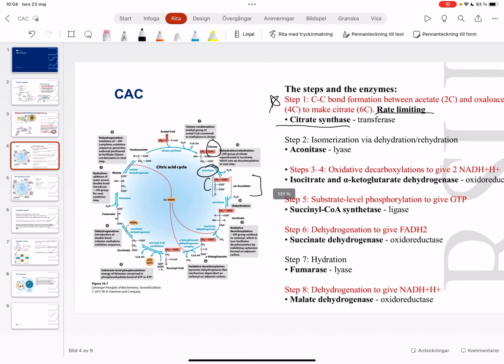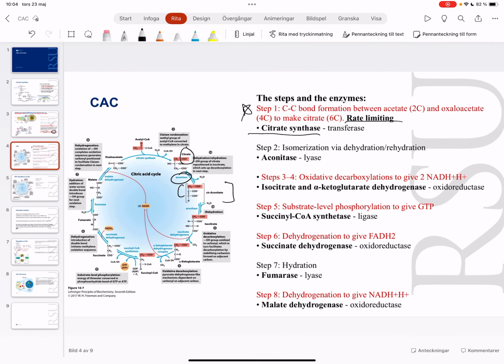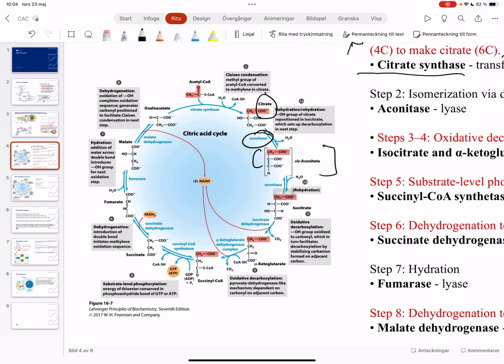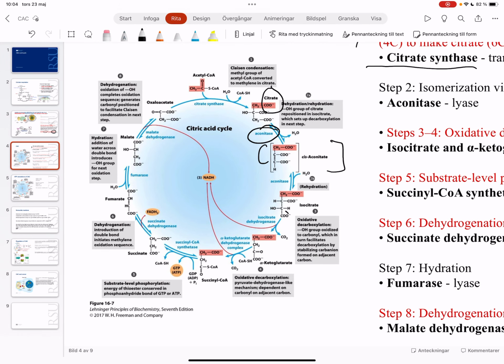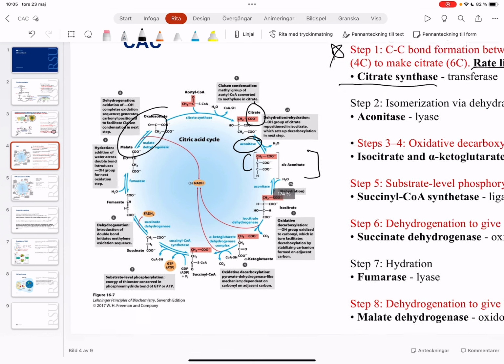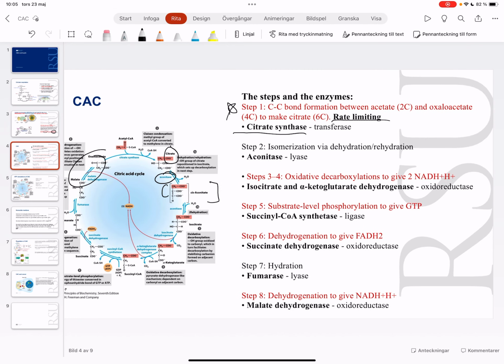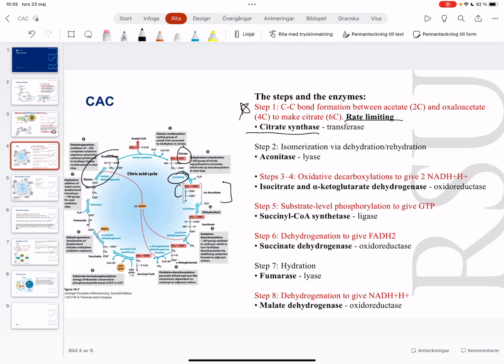Then we get to steps number 3 and 4, which is oxidative decarboxylation, and it will give us 2 NADH plus H plus. So this step and this step are important because these are the steps that will give us NADH. And also this step, malate to oxaloacetate, will also give us NADH. The enzymes working here are isocitrate dehydrogenase and alpha-ketoglutarate dehydrogenase, which are oxidoreductases.